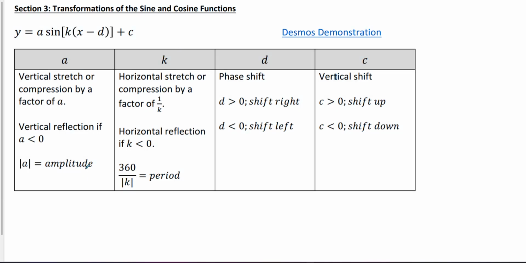So just like our previous lessons on transformations, we have our transformation values, the usual suspects. A value, which is a vertical stretch or compression. K value, which is a horizontal stretch or compression. D value, which is a phase shift left or right, and C value, phase shift up or down. And remember, A and K also have a reflection if they're negative. So the usual suspects. Let's do some examples.